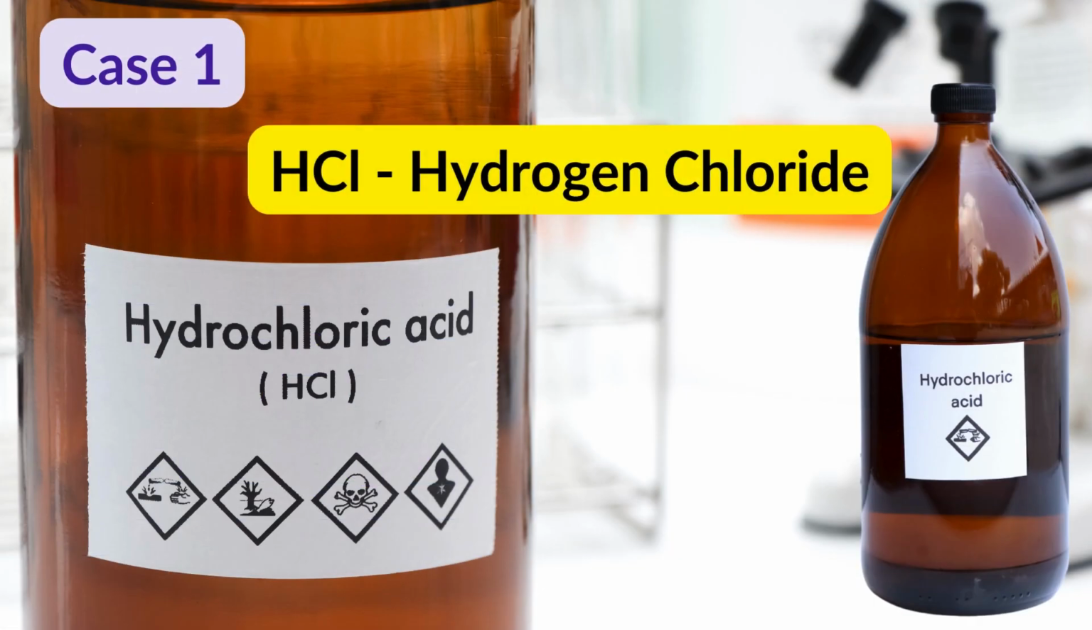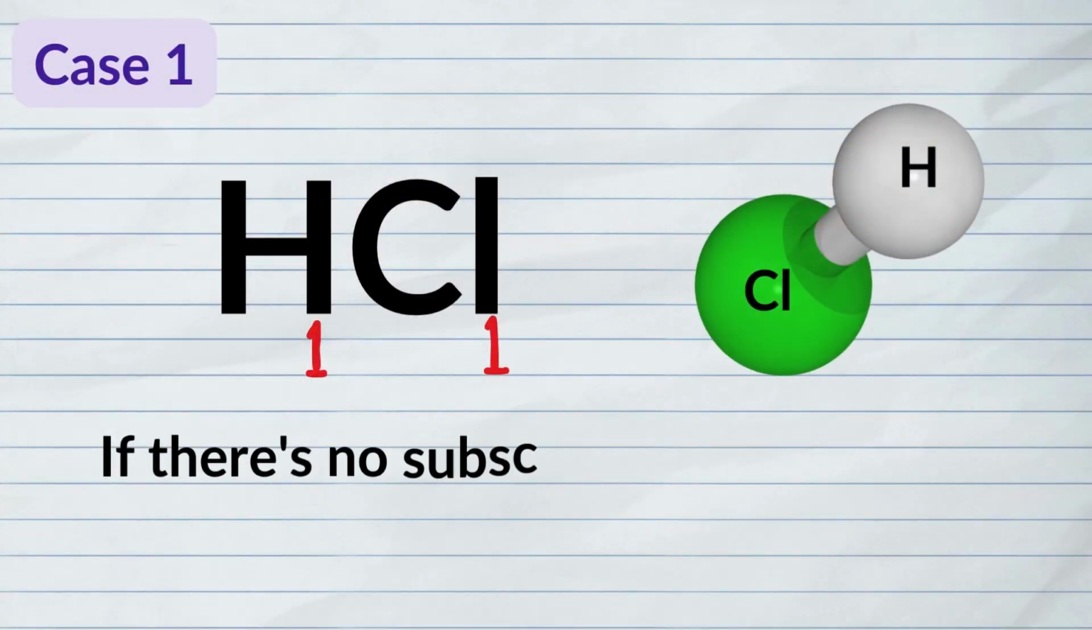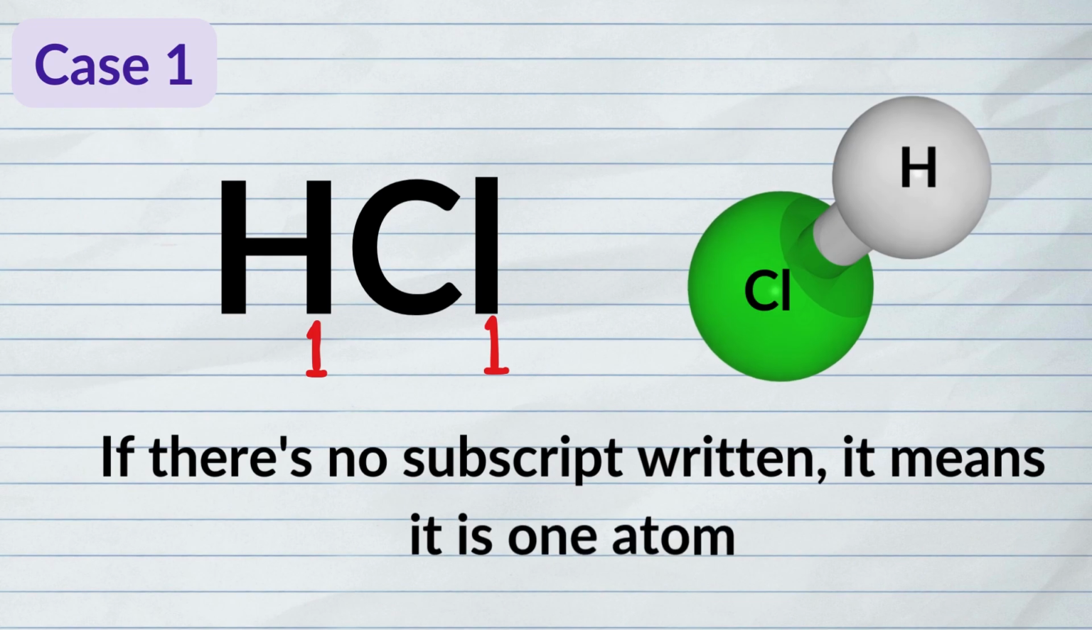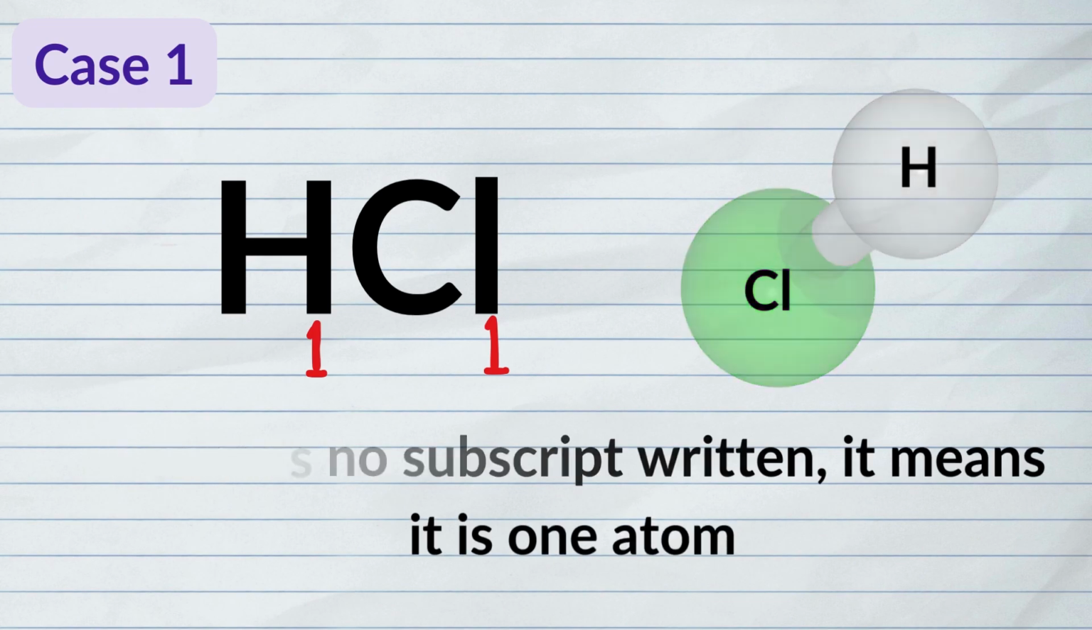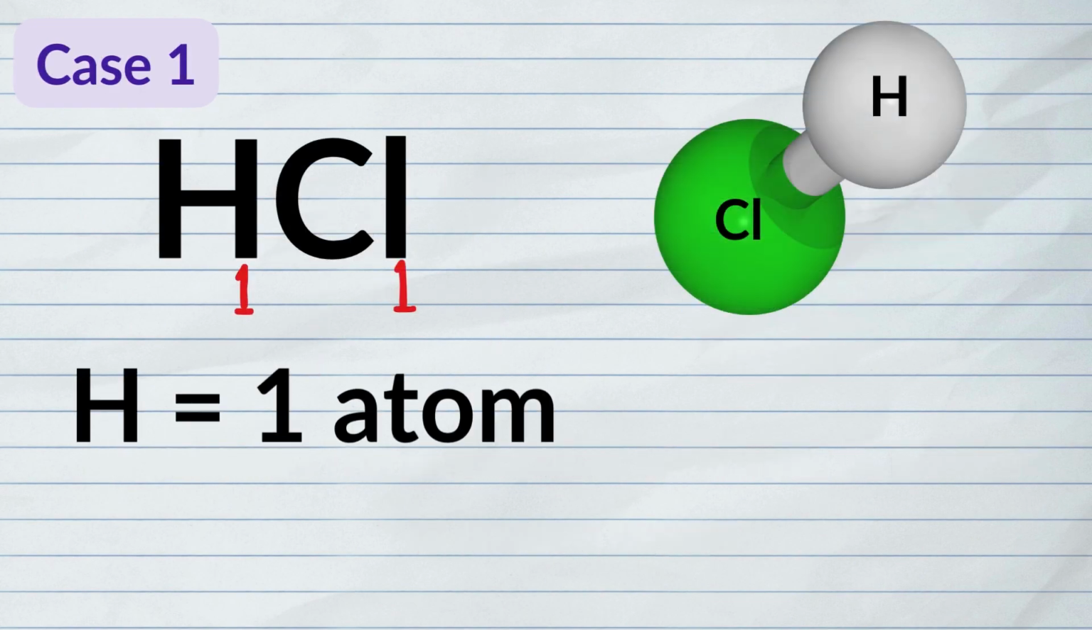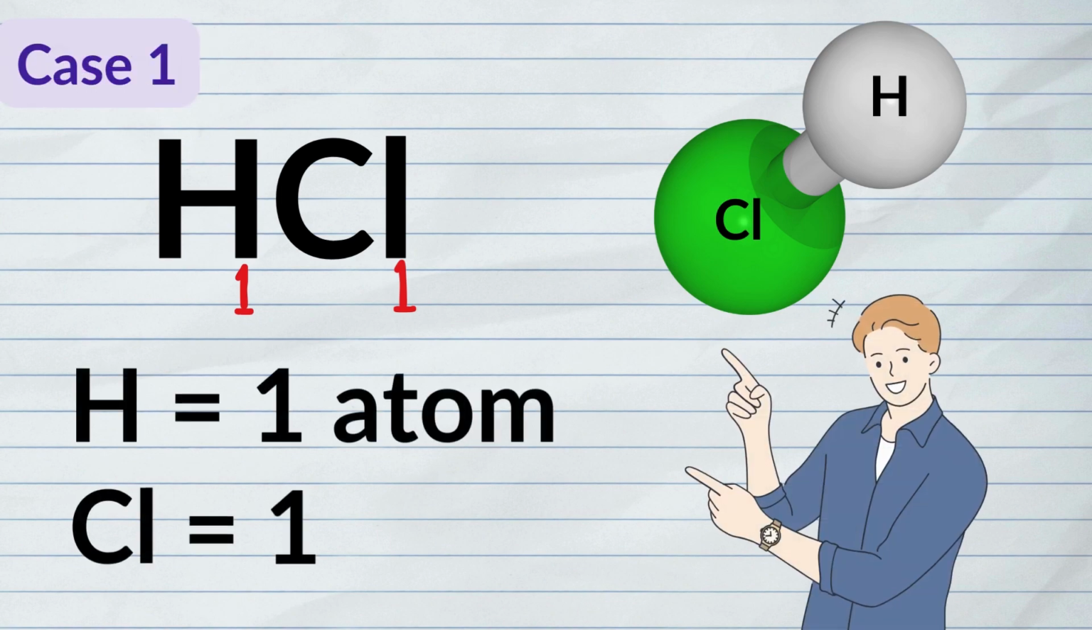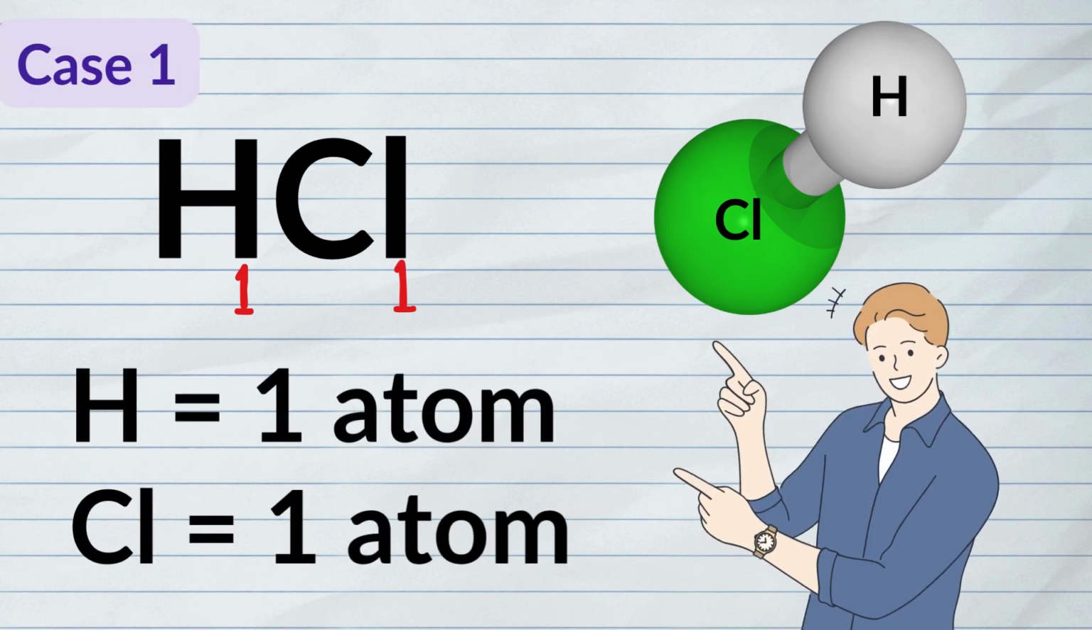Case 1. HCl, hydrogen chloride. If there is no subscript written, it means it is one atom. So, hydrogen here is one atom and chlorine is one atom.